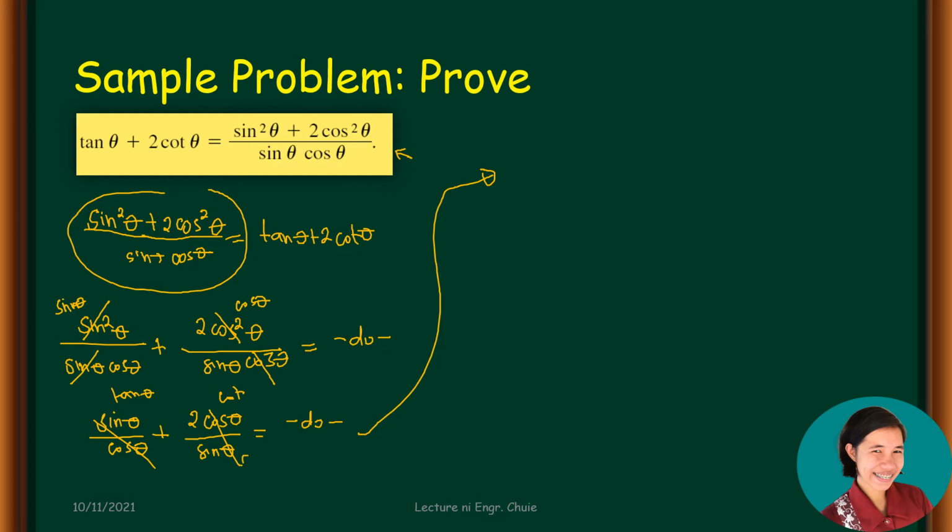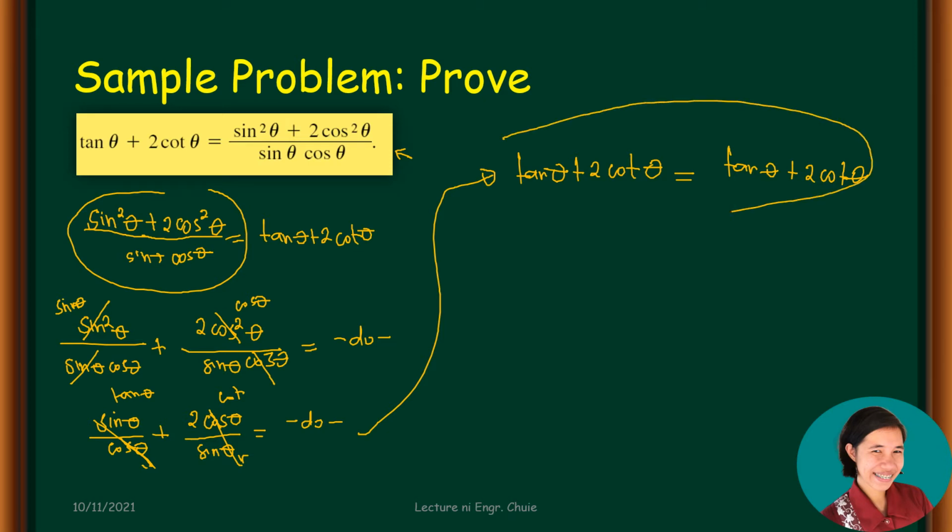So, pag simplify, since ito ay tangent, this is cotangent. So we can say that that is tangent theta plus 2 cotangent theta. That is equals to sa left side natin, which is tangent theta plus 2 cotangent theta. So, is this similar? So, yes, similar na siya. So, we can prove that sine squared theta plus 2 cosine squared theta over sine squared theta cosine theta is equivalent to tangent theta plus 2 cotangent theta. Okay, so this is the flow.